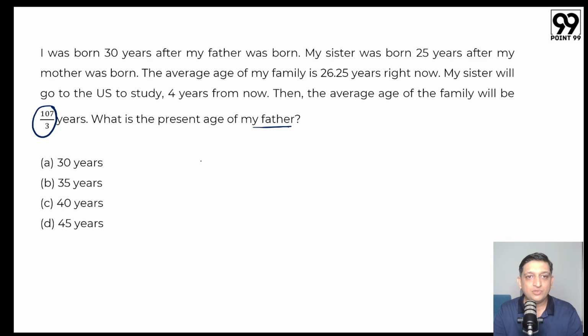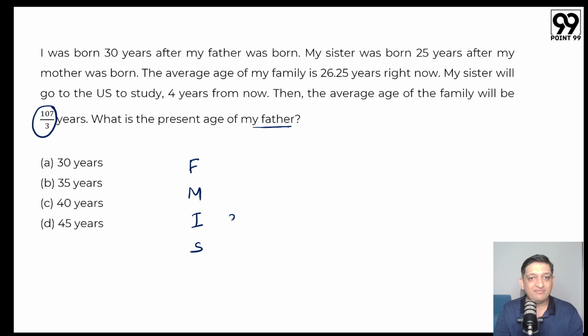Because there are 2 primary components and 2 secondary components. Now again, I'm not doing any ageist stuff here, but there is a father, there is a mother, there is I, and there is a sister. These are the 4 people. Now I know the relation between the father and the individual who is talking here. I was born 30 years after my father.